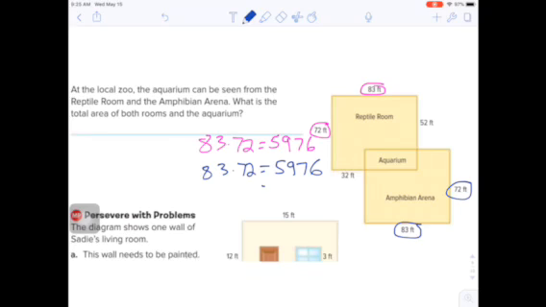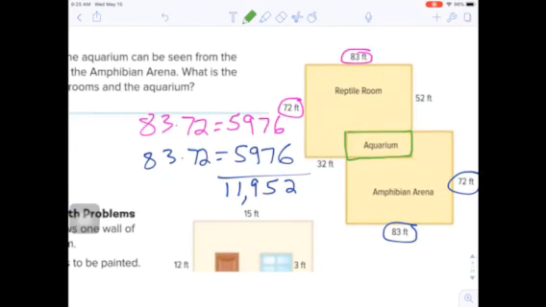So if I were to add those two up right now, what it's going to give me is the area of both those rectangles. But what's happening is the aquarium's counted twice. So add these up. Okay, so the 11,952 is both of these rectangles added up. But the issue is that this green area has been counted twice. So I need to get rid of that area, and then it'll be an accurate area of this whole aquarium.